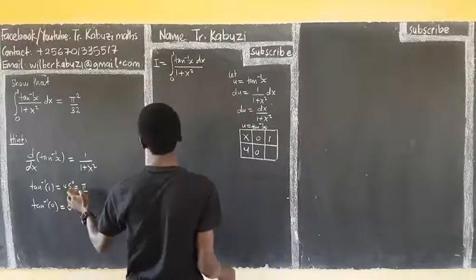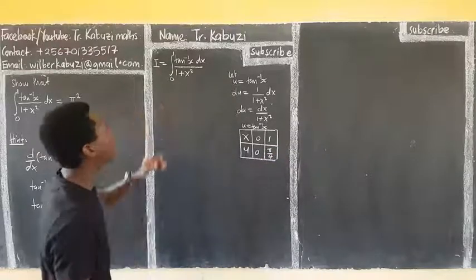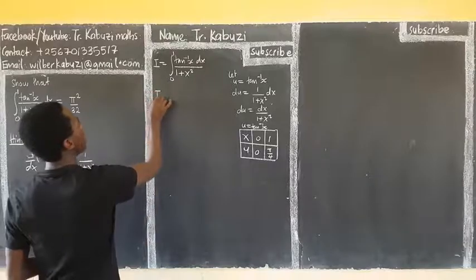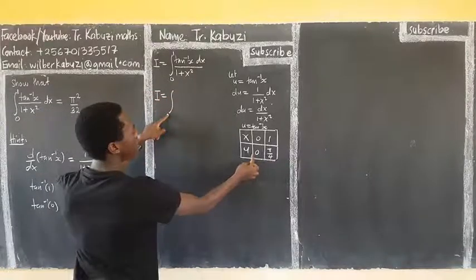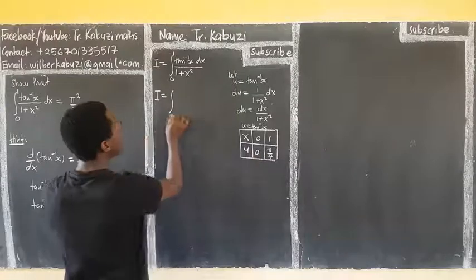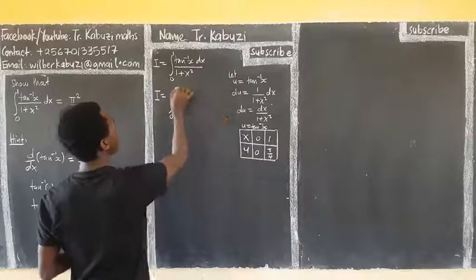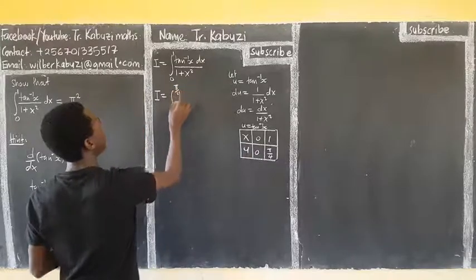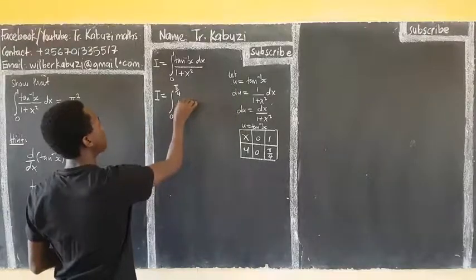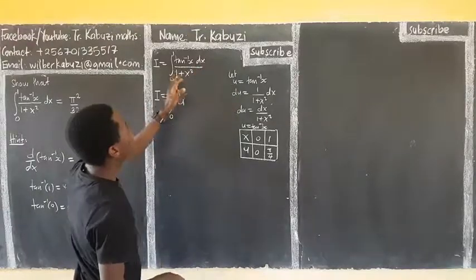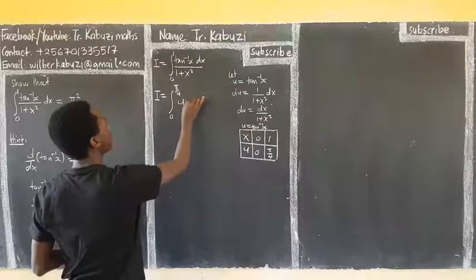But 45 degrees is the same as pi over 4. Then we come back and substitute there. Now our integral will be, the limits in u are 0 and, for 1 in x, in u it's going to be pi over 4. Then tan inverse x is u.